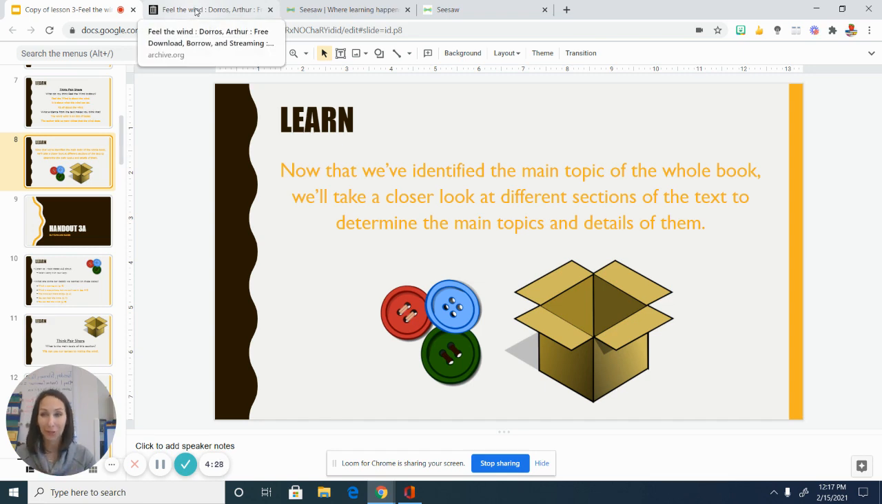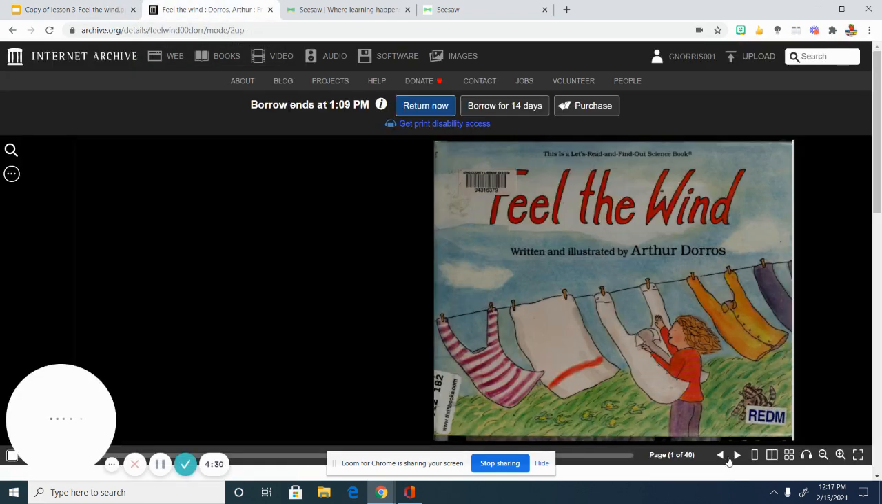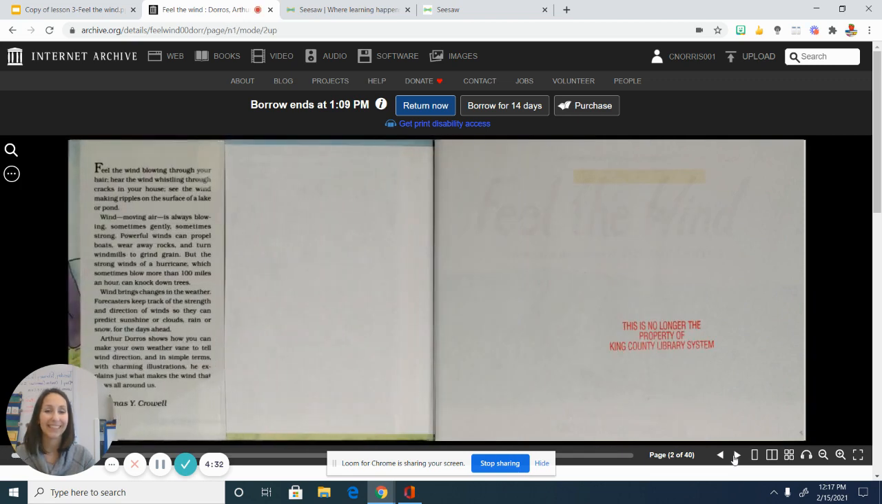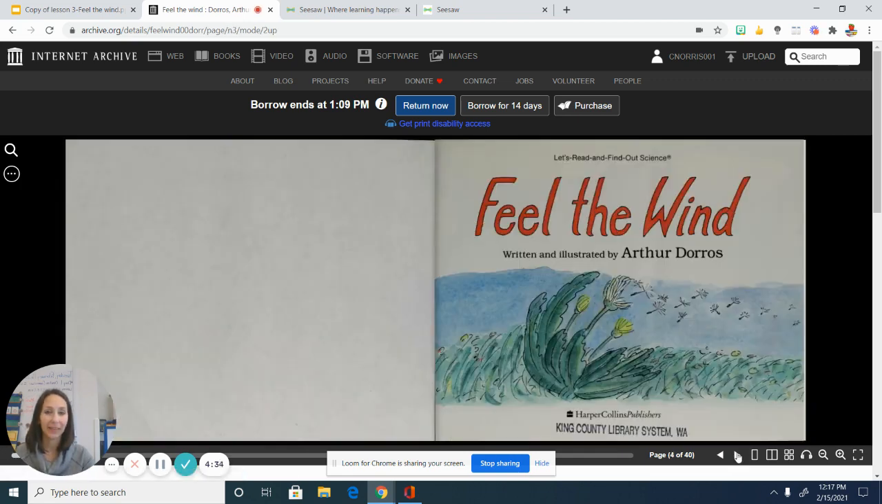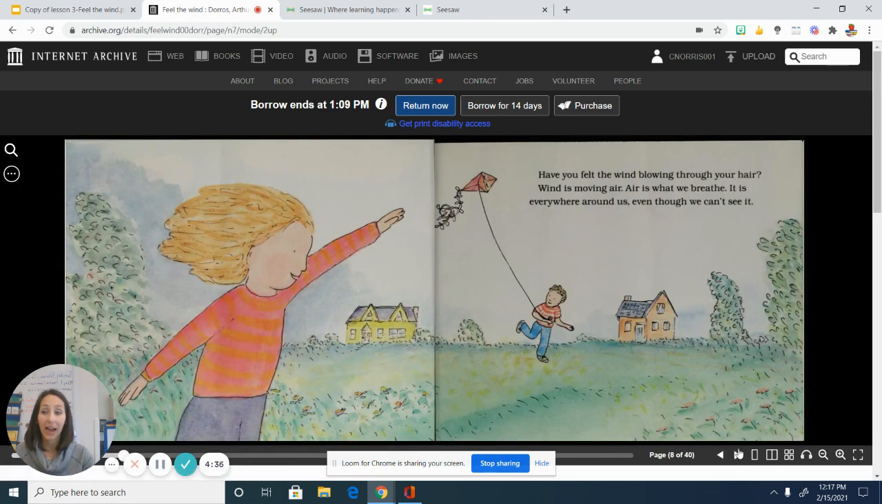All right, we're going to go ahead over to the book. Okay, there we are. And I'm going to read this page and then the next few pages and see what you notice about the details in this part.